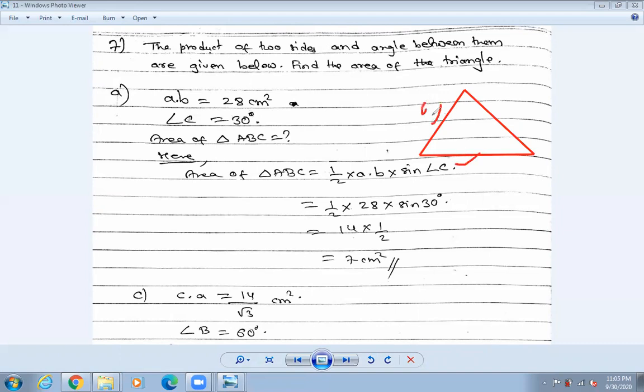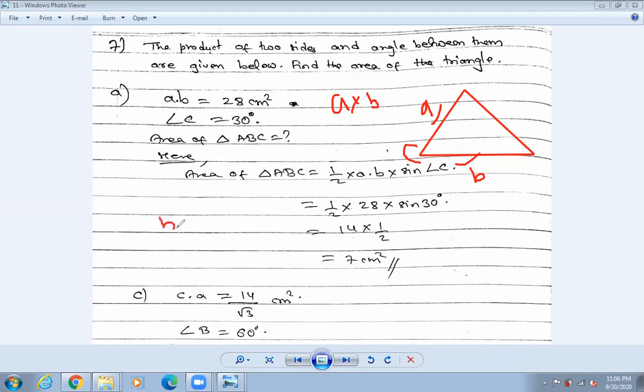That means if this is A, this is B, then this is capital C. So if two sides are given, the product of two sides, product means A into B. Side into side. Okay. The product of two sides are given below and find the area of the triangle. That means A into B is given. Okay. The sides are two sides. Suppose if there is AB, then what should the angle be? It should be capital C.